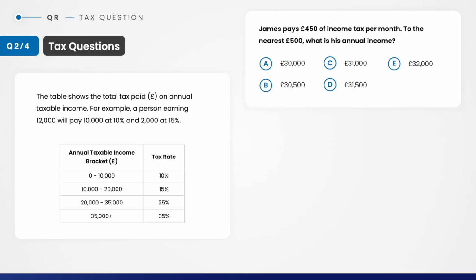So as we spoke about, reverse tax questions are the ones where we are given a tax and have to work backwards from the income. So the first important thing for us to do is to find out how much tax they pay, because the number that we've got here, this 450, is actually how much tax they pay per month. So first step is to work out the tax in the year is going to get 450 times by 12, which is going to get us up to £5,400.